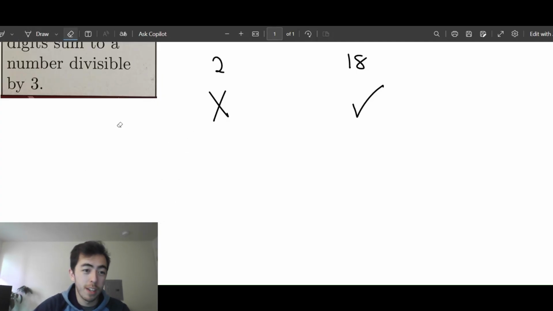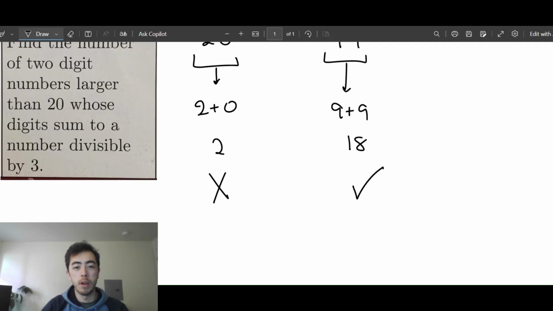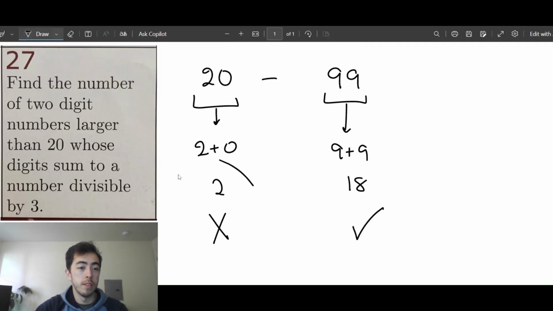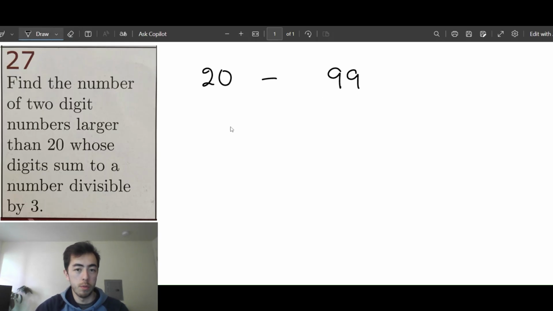But we can use this trick of relating the digits being divisible by 3 to the actual numbers being divisible by 3. So 20 didn't give me a number divisible by 3 because it itself is not divisible by 3. We could try this out with the number 21, which is 3 times 7. And if we add the digits here, we get 3, and that number is divisible by 3.